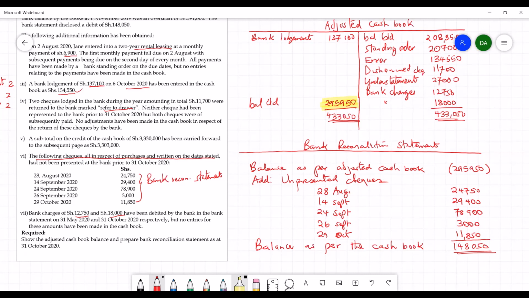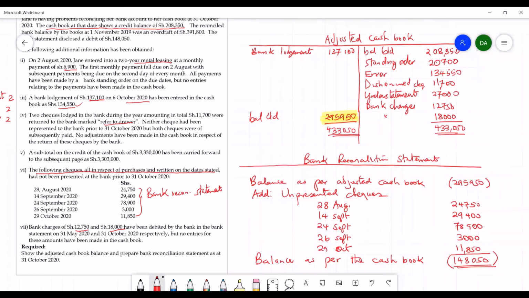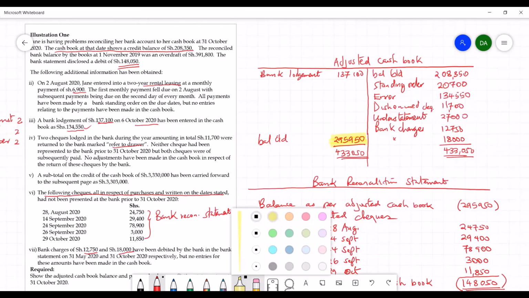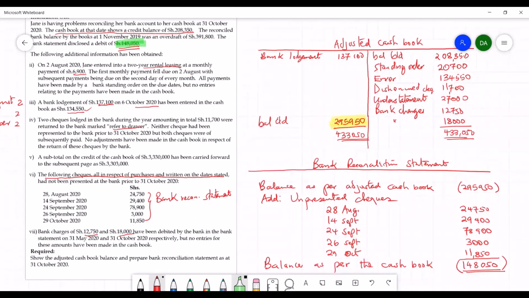Then we add all these unpresented checks, and we get an overdraft of 148,050. That is equal to the overdraft of 148,050, as you can see inside the question. In the question, we have 148,050 as the overdraft. And that is how to prepare the bank reconciliation statement.